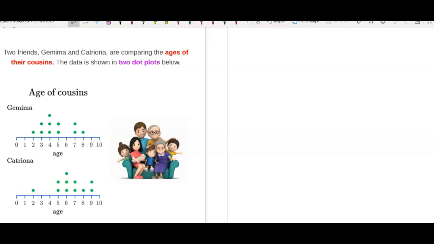Right, this is comparison of dot plots, right? Now, what's the difference between medians of the dot plot? So you need to either guess the median, and there are better ways of dealing with it.